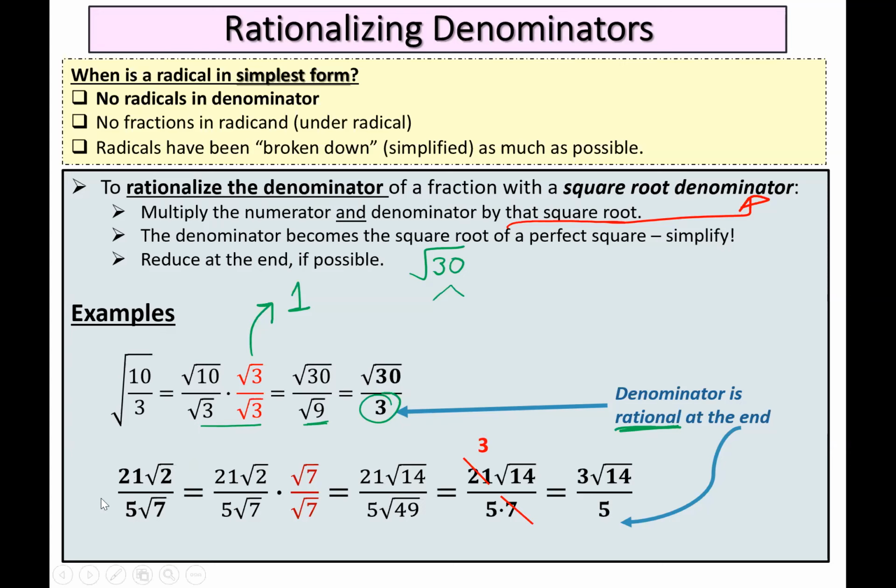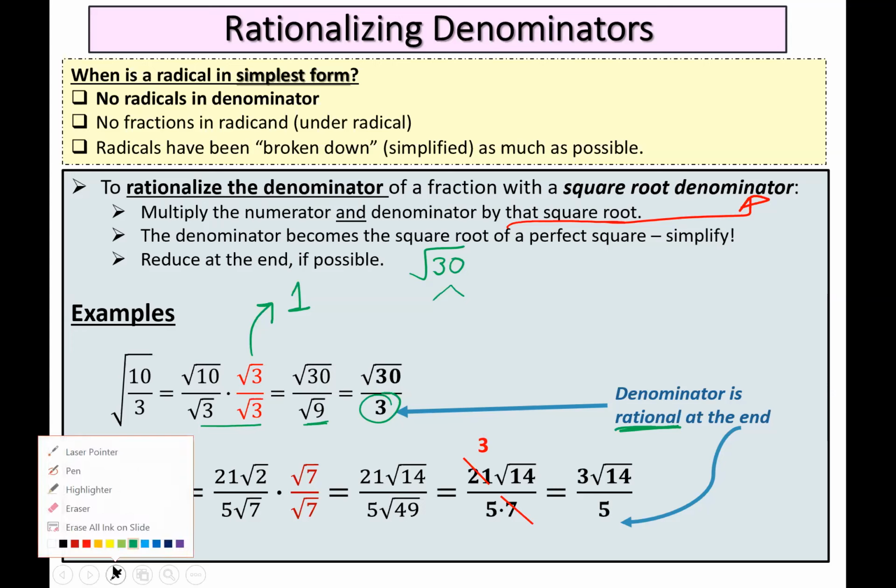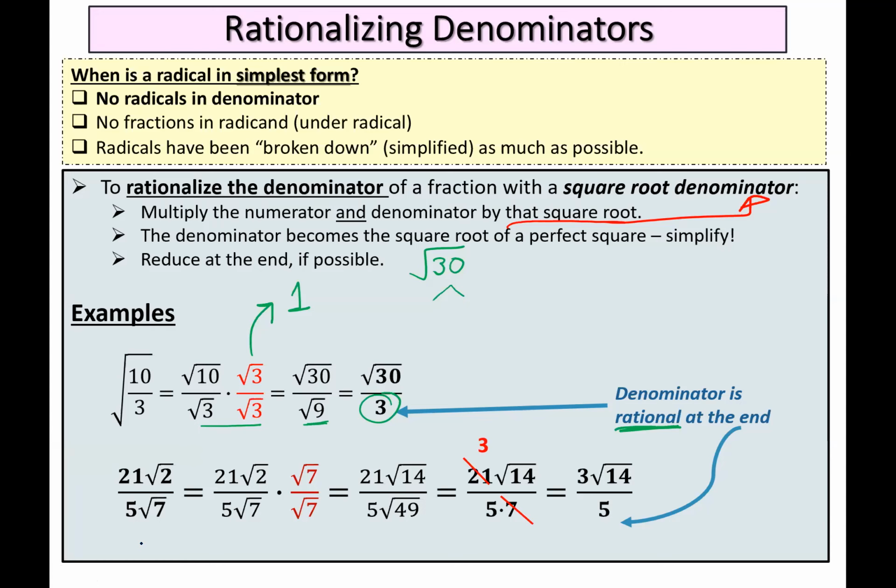The goal is to rationalize the denominator. So focus on what the radical in the denominator is in this problem. What is the square root in the denominator? It's just that square root of 7. That's what we need to get rid of, kind of. So that's what I'm going to multiply by in the numerator and denominator. Again, the original problem is 21 square root of 2 over 5 square root of 7. We're going to multiply by the square root of 7 over the square root of 7.